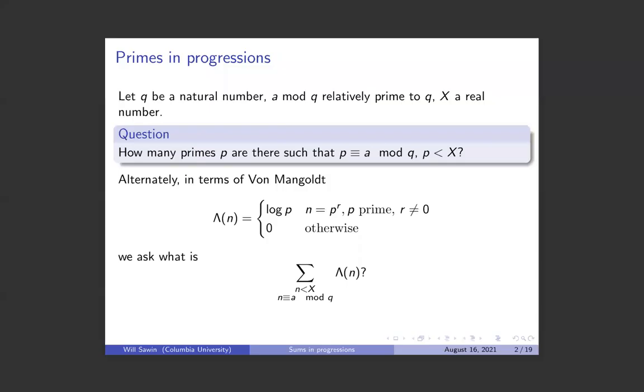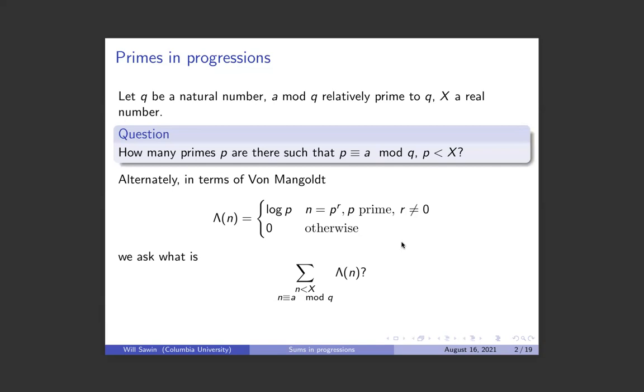Like number theory over integers, which is counting primes in arithmetic progressions. So we'll take a number q, a residue class a mod q which is relatively prime to q, and x a real number. And we can look at the number of primes less than x congruent to a modulo q.